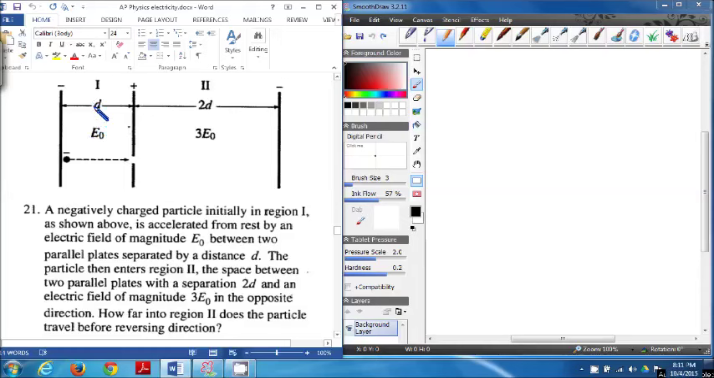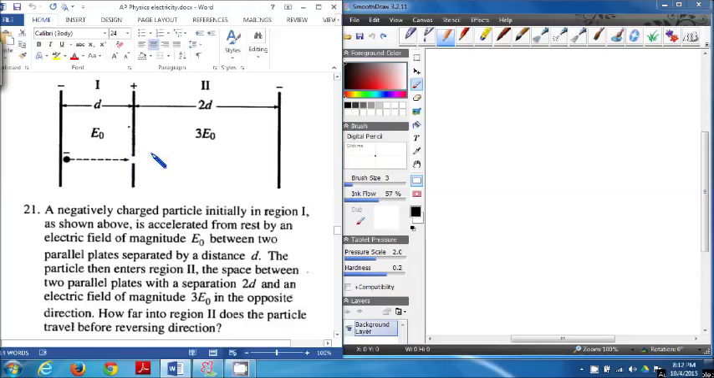E0 is a force and D is the distance, so force times D times the charge, the electron charge we can take. So that is the energy that it gains. The E0 D is the energy gained by 1 coulomb of charge. So if we multiply by the charge of the electron, we get the energy gained by the electron. Now it will move here until the kinetic energy that it has acquired gets converted into potential energy.